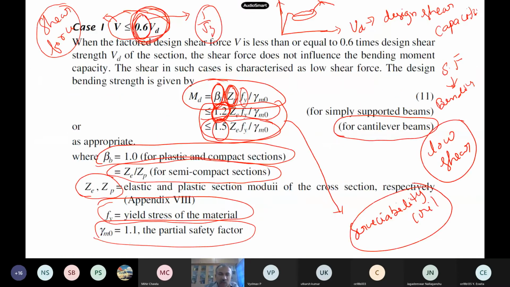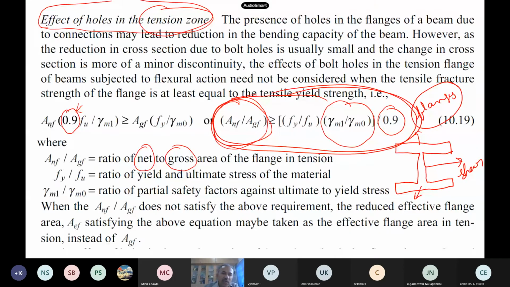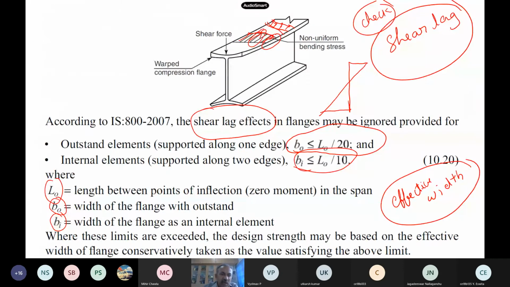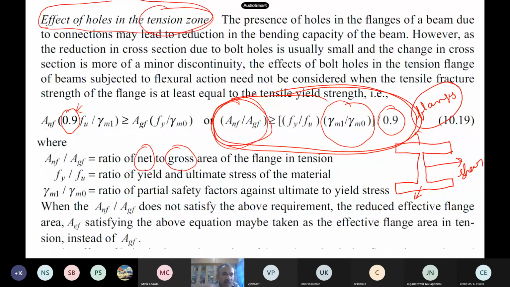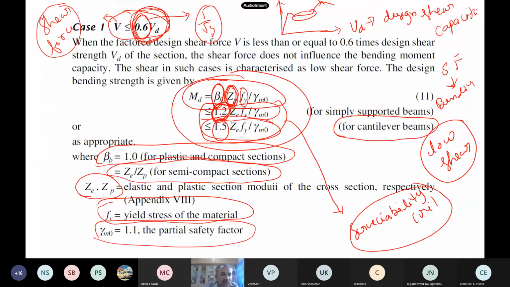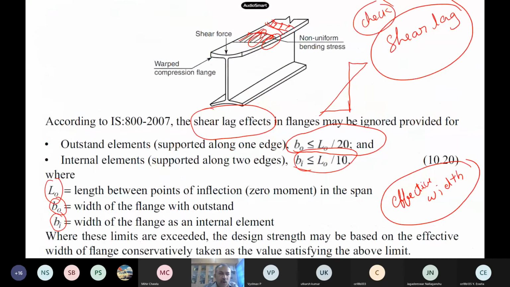So the bending capacity is this expression only: beta Zp into Fy by gamma m naught. But this has to be reduced if you have two issues. One is the holes in the tension zone. The other one is this shear lag. But in most cases you will not see these two issues. Most of the cases, shear lag and holes will not be there, or if holes are there, this criteria will be automatically met. But maybe in some special cases these two criteria are not met, then this capacity has to be reduced once again. So this is for the low shear.